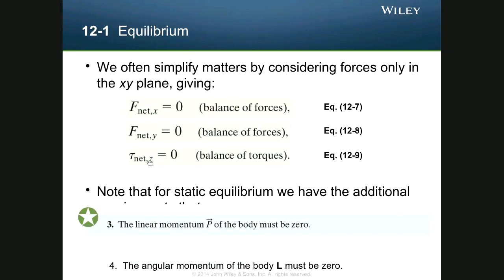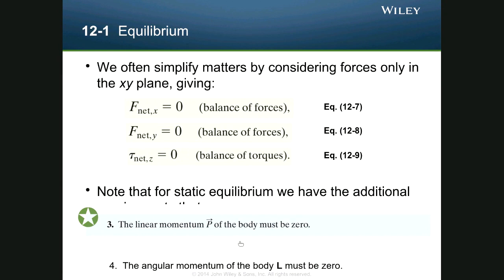And you can use either your right-hand rule to determine direction, or you can ask yourself, is it causing a clockwise or counterclockwise motion, with a counterclockwise motion being positive and a clockwise motion being negative. Now, another part of this that must be true is that in order to be in static equilibrium, the linear momentum of the body must be 0 and the angular momentum of the body must be 0. So in order to be in static equilibrium, you have to have these additional constraints.